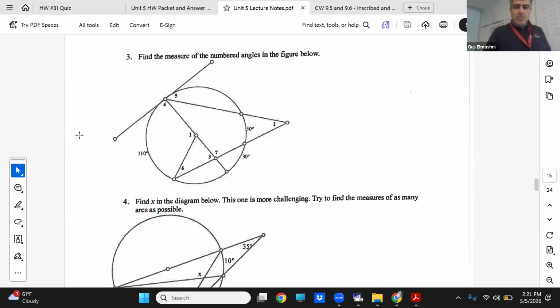So the best thing to do is to label arcs based upon the other information. So if you have a diameter, let's get a highlighter here. What do you think that green's going to be, guys? What will the green be? 100 degrees.